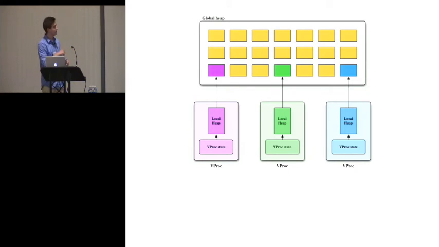So these local heaps in the vproc structures can be collected concurrently. If I run out of space on my vproc, I don't need to synchronize with anybody else to do that collection. Now, if we promote enough data into the global heap and we have to collect that, this becomes a stop-the-world collection, and we have to synchronize with everybody else in order to do this.